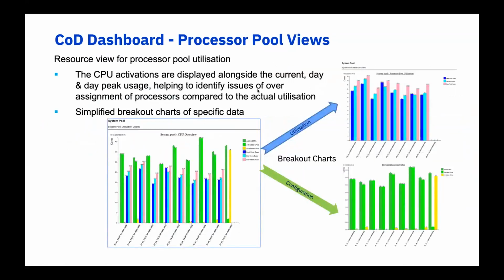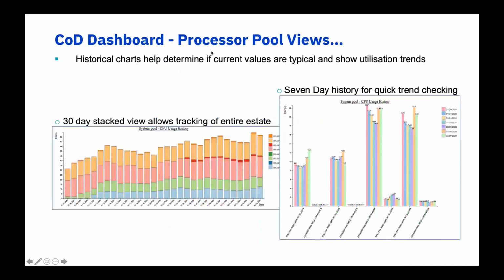And processor pool overviews, we also provide utilization information and configuration regarding the Elastic COD. Don't forget, this tool only communicates with your HMCs. It is not internet connected. It is not communicating with the ESS. So whatever is available on HMC, we provide you a collective information across your systems and processor pools.